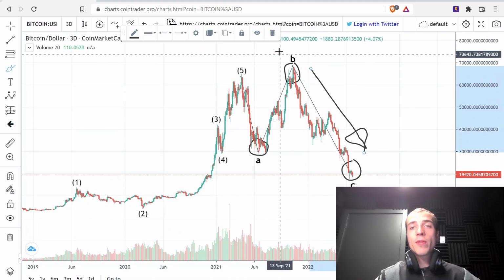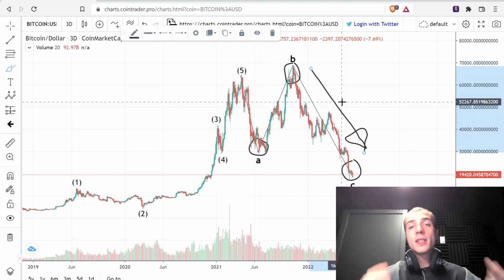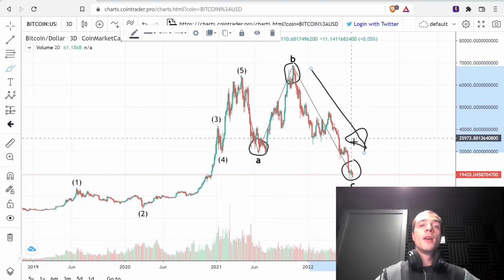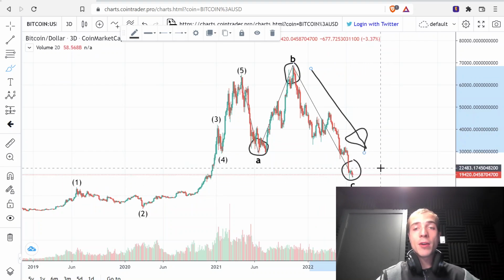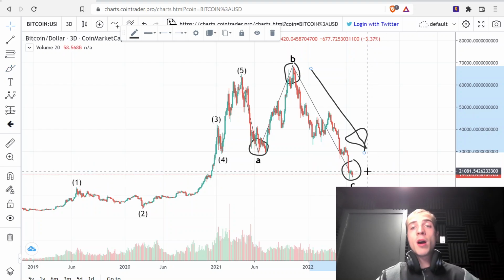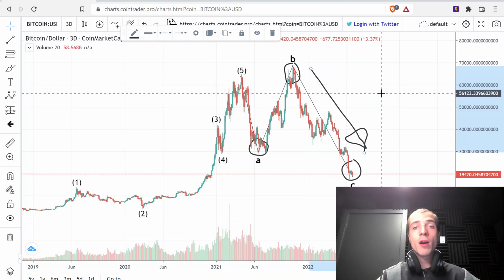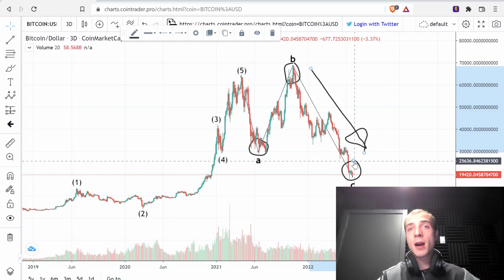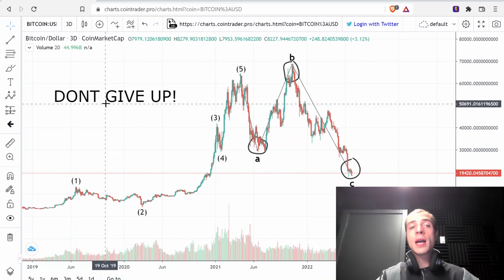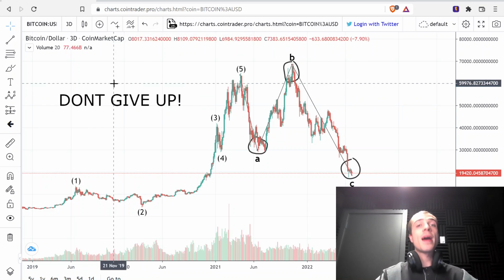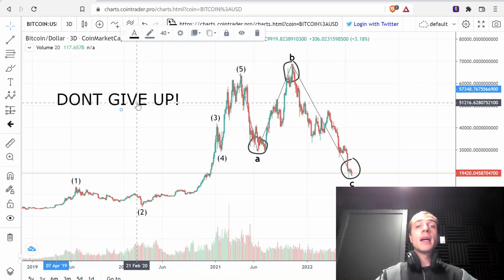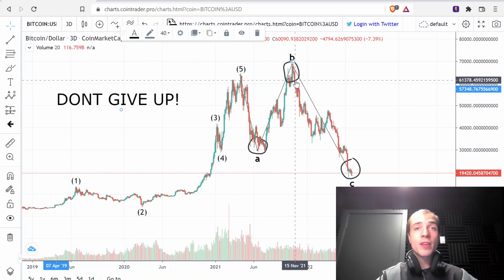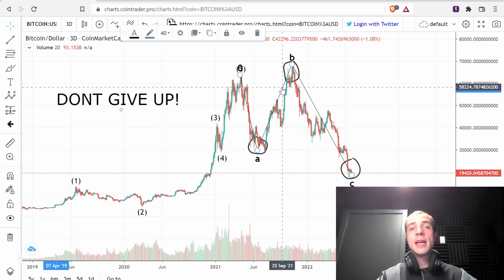From B to C, your portfolio may be under the water here because of your primary count not playing out. But as long as you don't capitulate or sell in the bottom of wave C down here, you're set up to not only make money, but to recover on all of your losses and with a better buying opportunity down here in wave C. So as long as you guys do not give up on the market and you have an effective strategy for understanding the market, you can make a lot of money even if the market does a different move than what you originally expected.